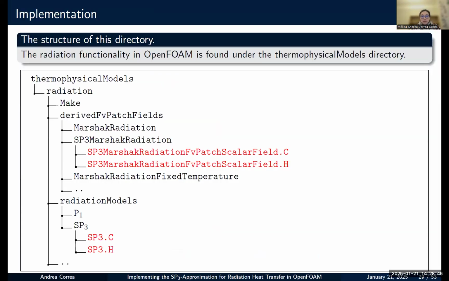Well, this is the first part, the theory part. So now we'll show you the implementation of the SP3 model. Here, I'm sorry, this is the directory structure. The radiation models in OpenFOAM are part of the thermophysical model. In the radiation models directory, where there is the P1 approximation, we create another folder, the SP3, which has two different files that implement the equations of the SP3 model. Here, SP3 Marshak radiation is another file to handle the boundary condition for the model.